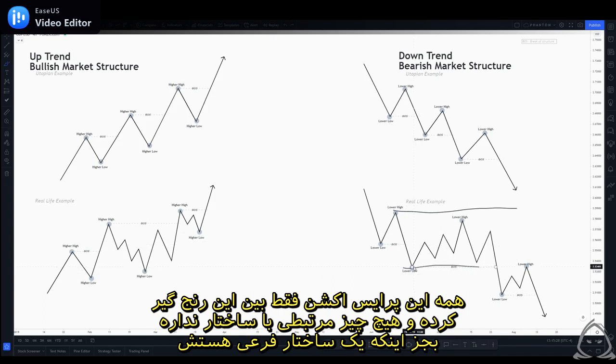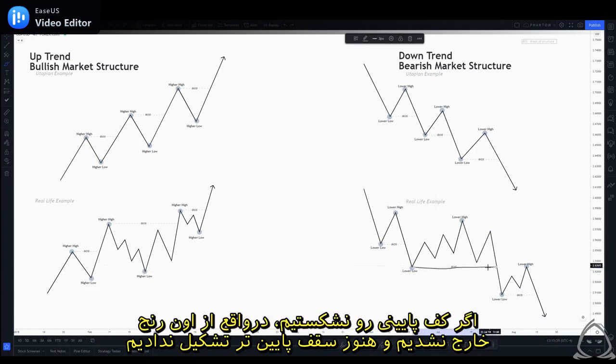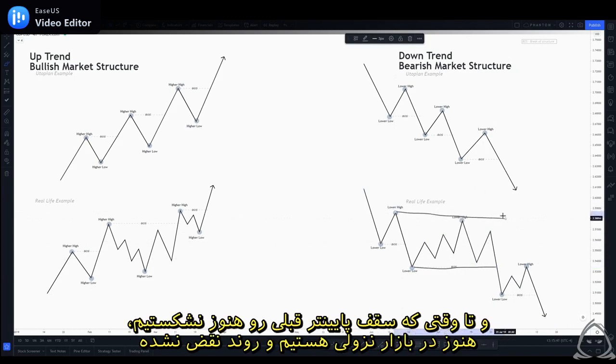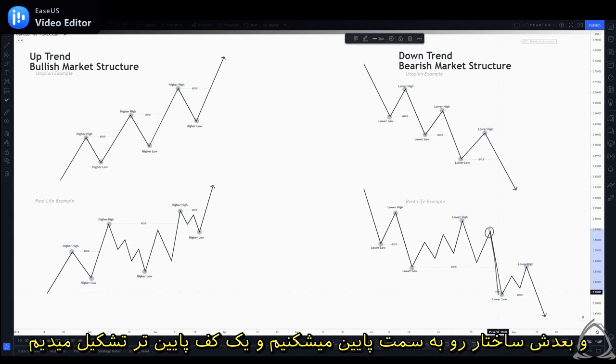and hasn't actually proved any structural relevance, except for the fact that it is substructure, and on a lower time frame we can also look at the structure in that regard. But if we haven't broken the lower low, we haven't actually broken out of that range, and unless we break the previous lower high, we haven't switched trend or invalidated the bearish market structure. Then price again creates a down move. We create another lower high within this, but we haven't actually broken structure, and then we break structure to the downside, creating a lower low.